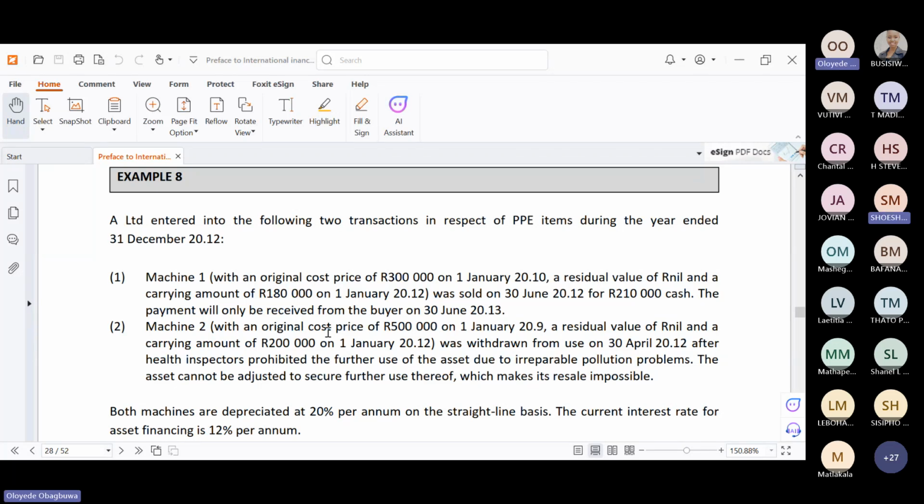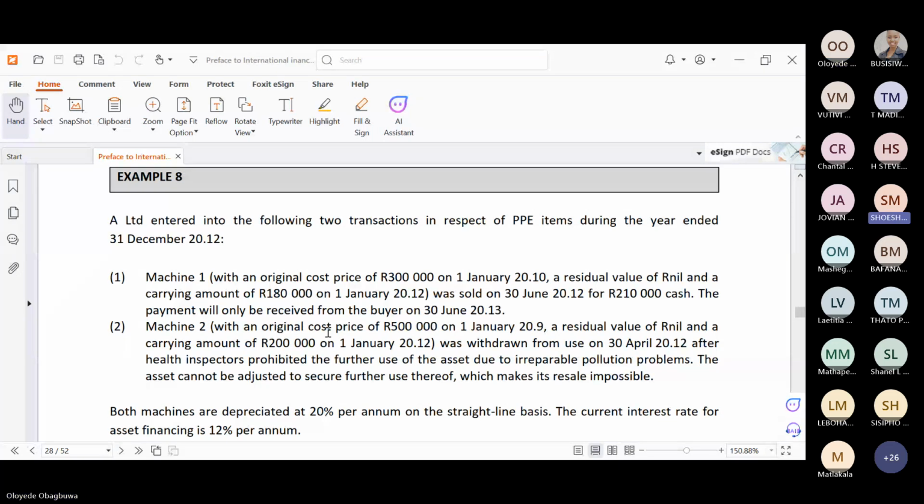Machine 1, with an original cost price of 300,000 on 1st of January 2010, a residual value of nil, and a carrying amount of 180,000 on 1st of January 2012, was sold on 30th June 2012 for 210. The payment will only be received from the buyer on 30th June 2013. You can see when you talk of PPE, you have a lot of dates. So you just have to be mindful of which of the dates is relevant to your calculation.